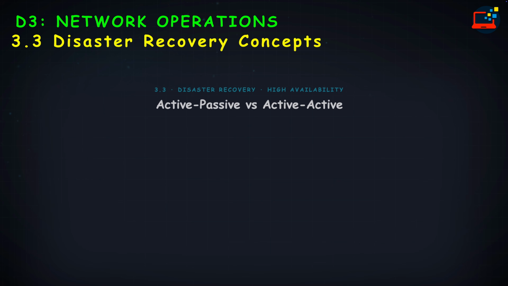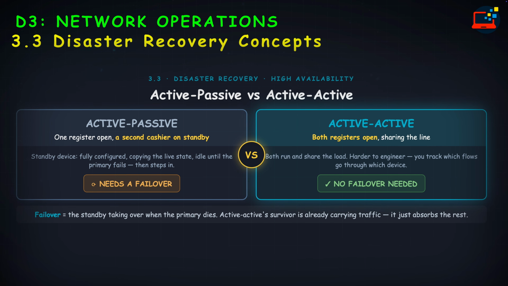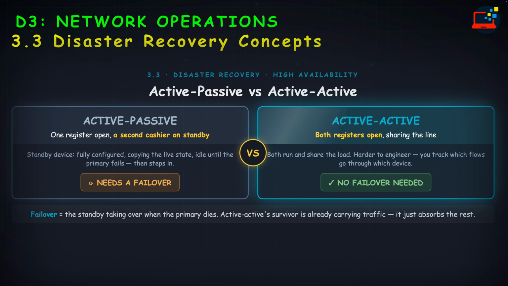High availability has two postures. Active-passive is one open register with a second cashier standing by, fully configured, copying the live state, doing nothing until the primary fails, then stepping in. That handoff is called failover. Active-active is both registers open, sharing the line. Harder to engineer because you have to track which flows go through which device. But when one dies, there's no failover to wait for because the survivor was already carrying traffic. It just absorbs the rest. Active-passive needs a failover. Active-active does not.